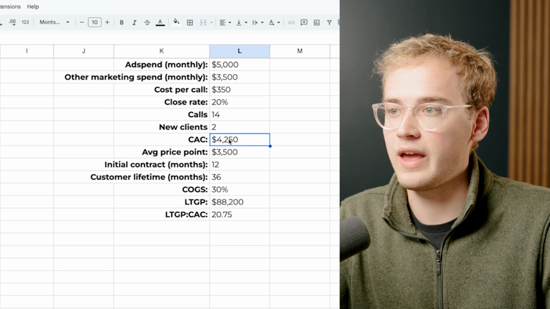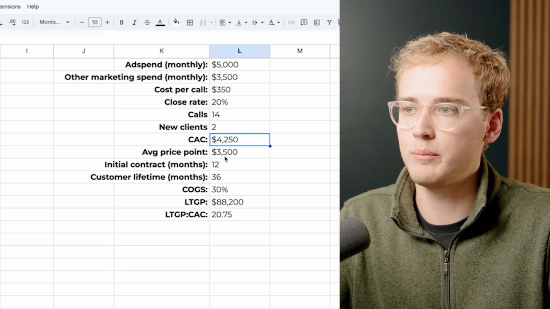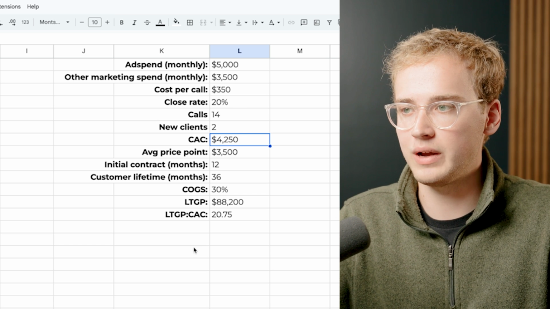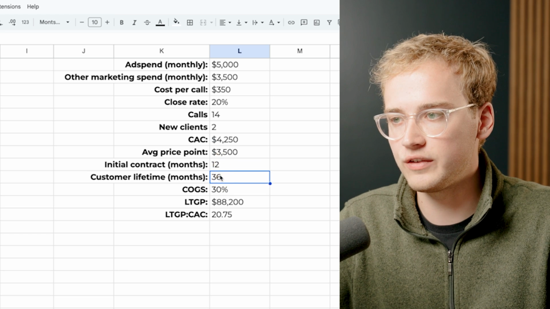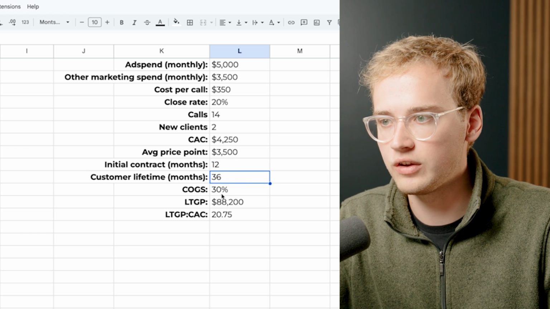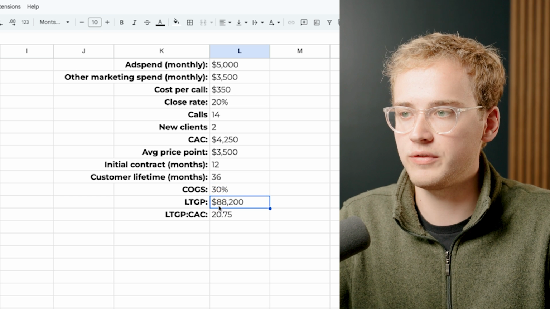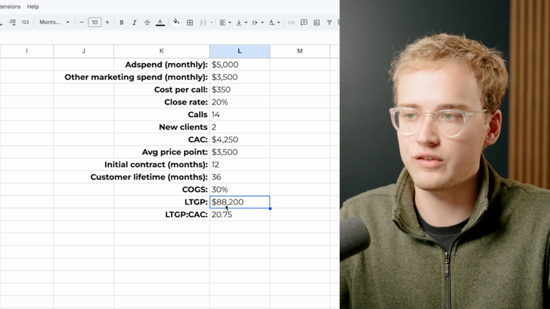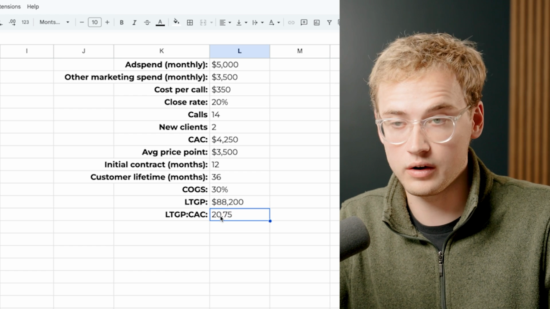All right. Now this CAC, really high. And we're going to walk through some ways to lower this, but I want to show you with these baseline metrics what this is going to look like. The initial contract, again, 12 months. Customer lifetime, again, we're just going to say 36 months. Cost of goods sold is about 30%. And so that means our lifetime gross profit on any given client is $88,000. And our LTGP to CAC is just under 21 to 1.